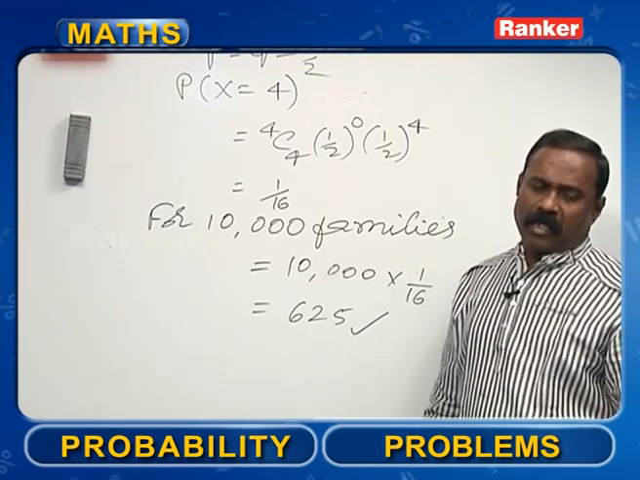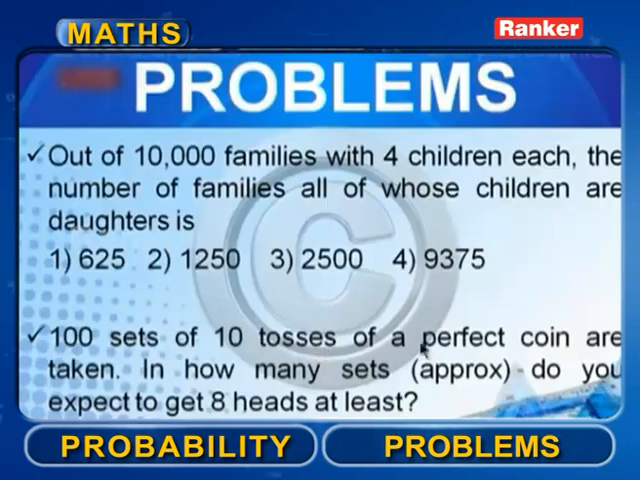Okay, next problem is also the same. 100 sets of 10 tosses of a perfect coin are taken. 10 tosses of a perfect coin means a coin is tossed 10 times. Like that, 100 sets are taken. No confusion, please. We will write the probability only for 10 coins and then we multiply with 100 to get the required probability.